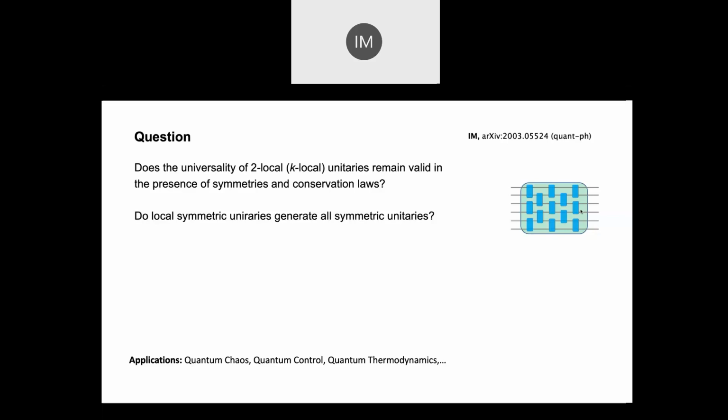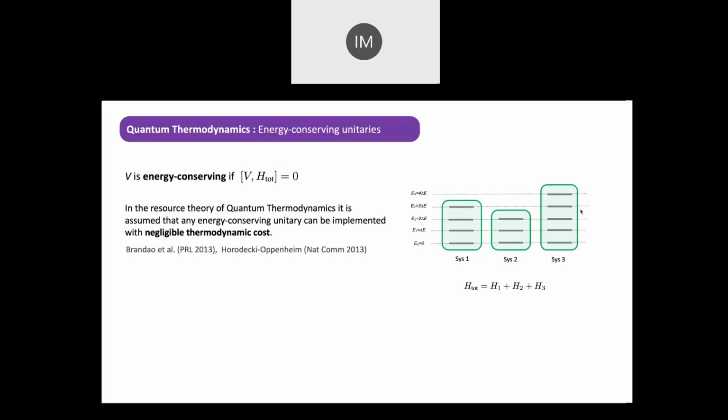Here, for this audience, I'm going to focus on an example of quantum thermodynamics. So in quantum thermodynamics, and in particular in the resource theoretic approach to quantum thermodynamics, a fundamental notion in this framework is the notion of energy conserving unitaries. Unitaries that conserve the total Hamiltonian or total energy of a system. So in particular, in the resource theory of quantum thermodynamics, it's usually assumed that a global energy conserving unitary can be implemented with negligible thermodynamic cost, right?